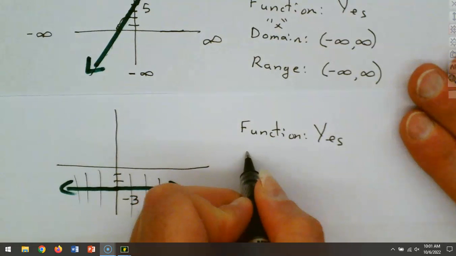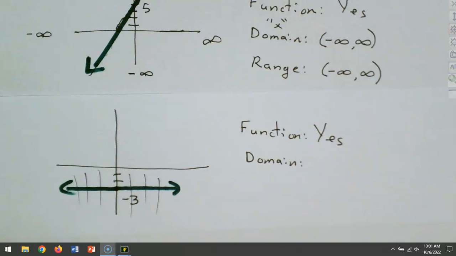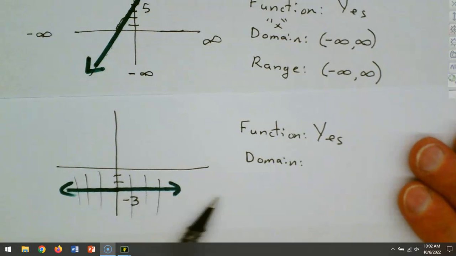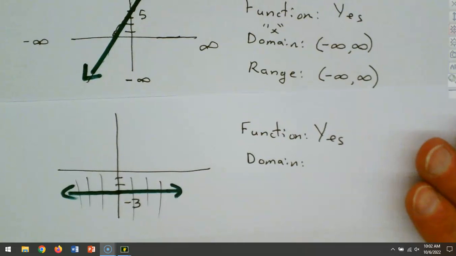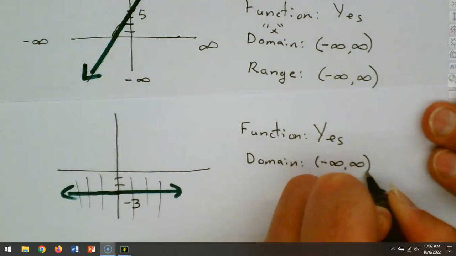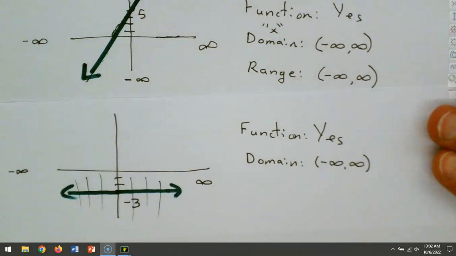What about the domain? Can anyone tell me what they think the domain would be? A domain is the values of x, not the y, the x values. The left and right part. Anyone want to take a guess as to what the domain would be? Very good work. Yep. Negative to positive infinity, because you're going to the left and you're going to the right.